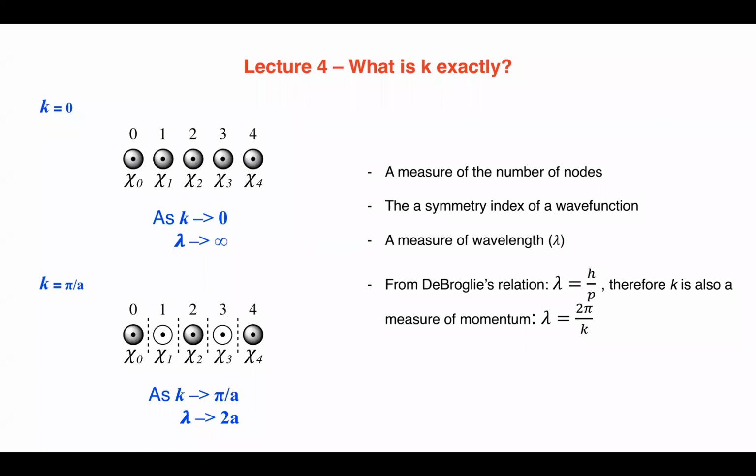It's related to this vector k in the following way. If you just take lambda equals 2 pi over k, and then you substitute in these values of k, you can see that the wavelength becomes infinitely large when k approaches 0. And when k approaches pi over a, you get a wavelength that's twice the unit cell dimension. So this k value is something that people talk about as influencing the wavelength, or the momentum if you're a physicist.